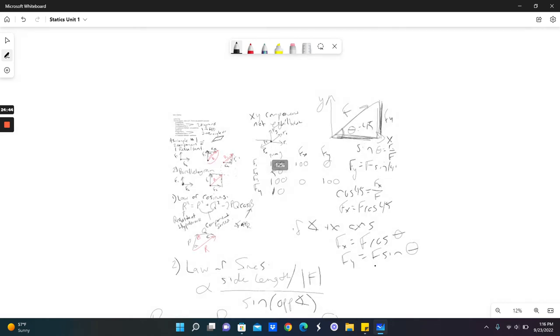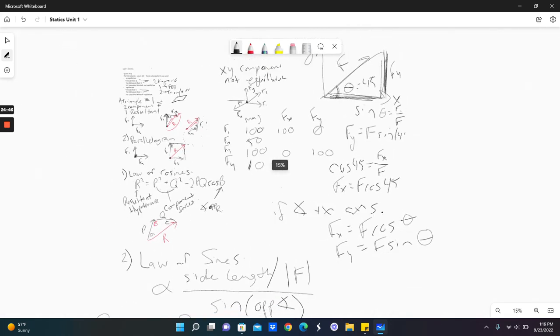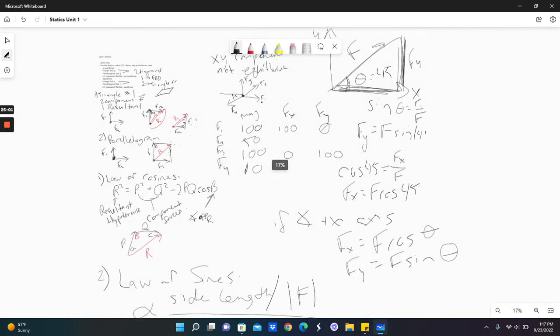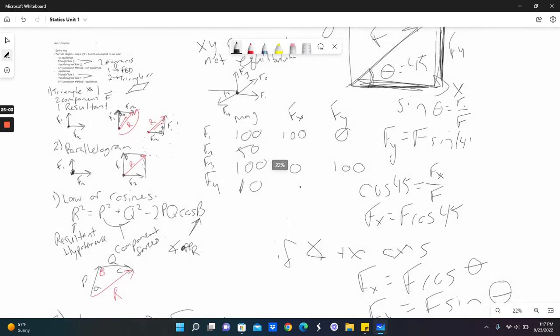In order for us to use these equations, we'd have to use the absolute angle, which would mean we would have to add 180 degrees because we go from the positive x-axis to the negative x-axis, and then we're 15 degrees below that. Let me fill these in first. So this would be 50 cosine 45, and this would be 50 sine 45.